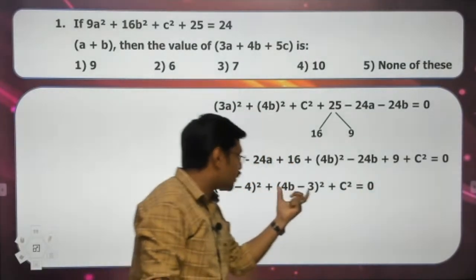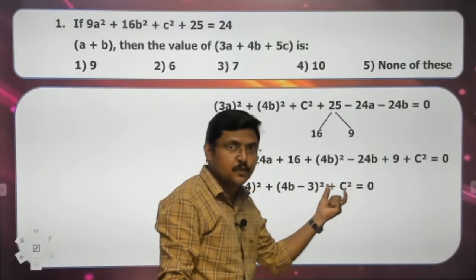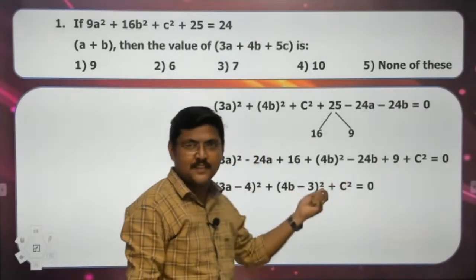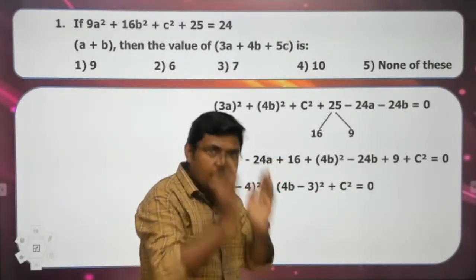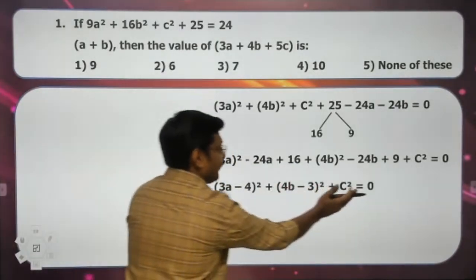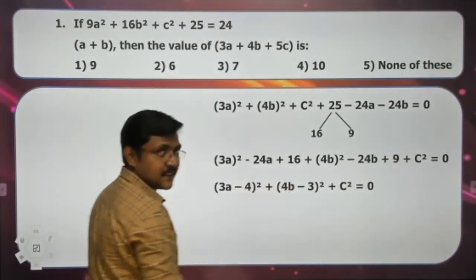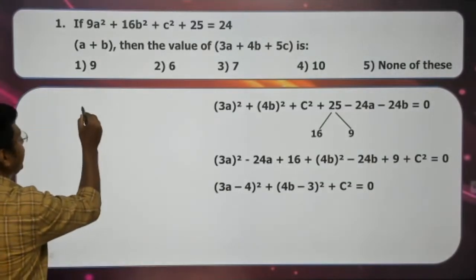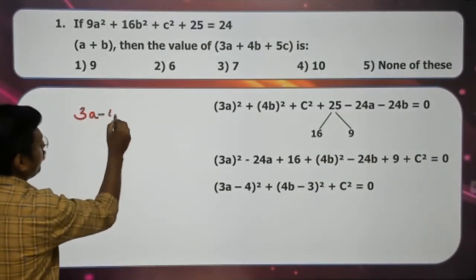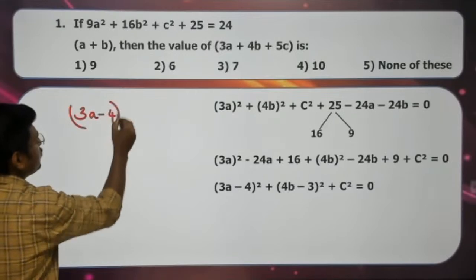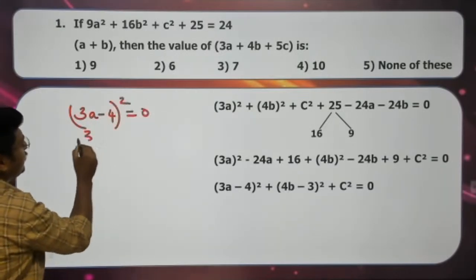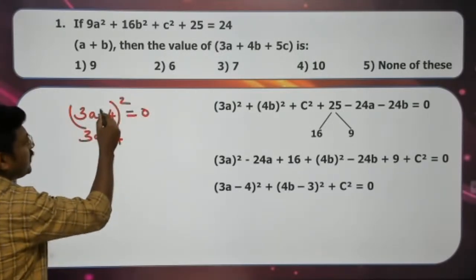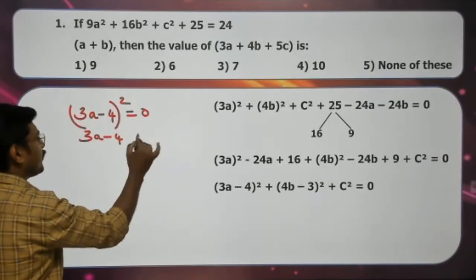So the only possibility to make the sum 0 is this should be 0, at the same time this should be 0, at the same time this should be 0, because we know that 0 plus 0 plus 0 is equal to 0. The only possibility to make this frame 0 is we need to make all of these 0. That means, first of all, taking (3a minus 4) the whole square is equal to 0. Then taking the square root, 3a minus 4 is equal to the square root of 0, which is 0.